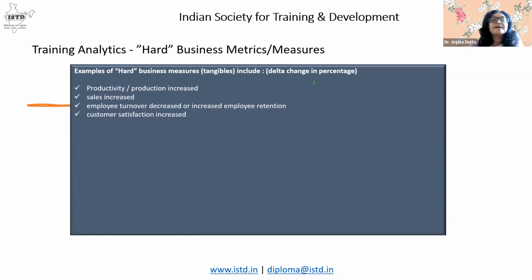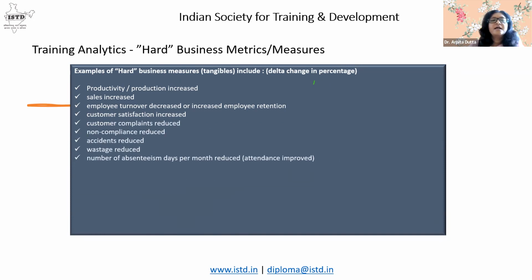Productivity increase, sales increase. These are the metrics. Employee turnover decreased. Employee retention increased. Customer satisfaction increased. Customer complaints reduced. These are the measures. Non-compliance reduced. Accidents reduced. Wastage reduced. Number of absenteeism days per month reduced.